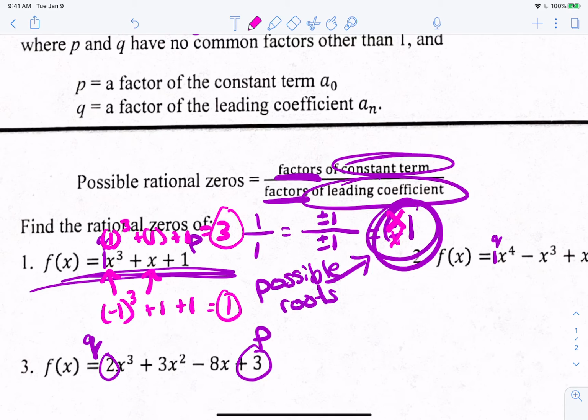Wait, if you plug negative 1 in, why is the second negative 1 a positive? If you plug in negative 1, the first one's a negative 1. Oh, sorry. The second one is negative 1 also. So this should be a negative 1. Right? What does it need to come out to be in order to be a place where it crosses? Yeah. It has to come out to be 0. So neither of those work.